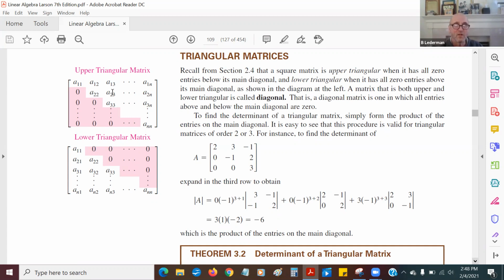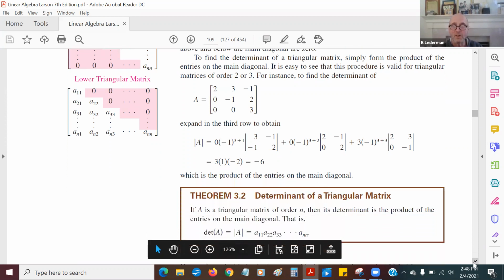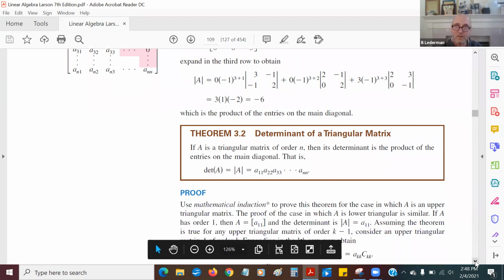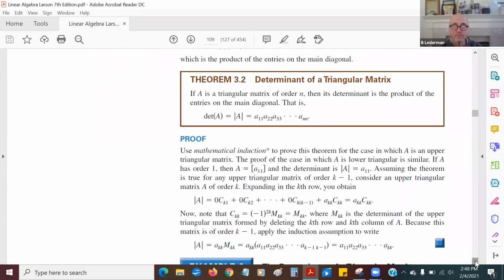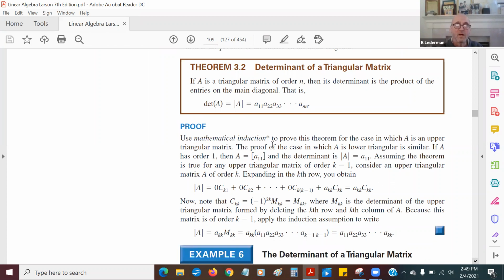What winds up is that everything is going to disappear. You're just going to be multiplying all of the entries on the main diagonal. So if A is a triangular matrix, then the determinant is just the product of the entries along the main diagonal. And that's really for the reason I showed you: everything else besides that just zeroes out. So here's a fancy proof. I'm not even going to go through it because it's pretty common sense.